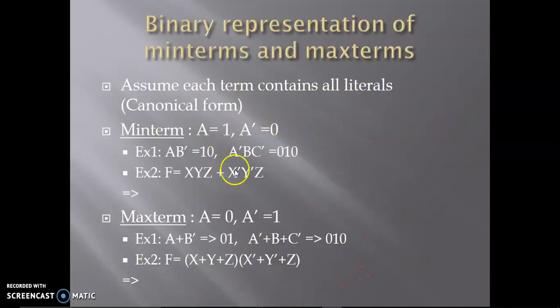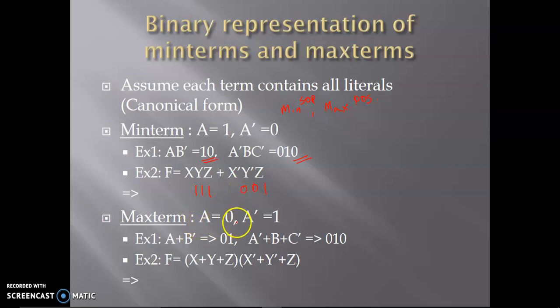To start with, you have to assume that each term contains all the literals. That is, it is already represented in the canonical form. That means it contains minterms or max terms as the case may be. Minterms in case of SOP, max terms in case of POS. You see AB bar, what is the binary of AB bar? 1, 0. What is the binary of A bar, B, C bar? 0, 1, 0. X, Y, Z would be 1, 1, 1. X bar, Y bar, Z would be 0, 0, 1.